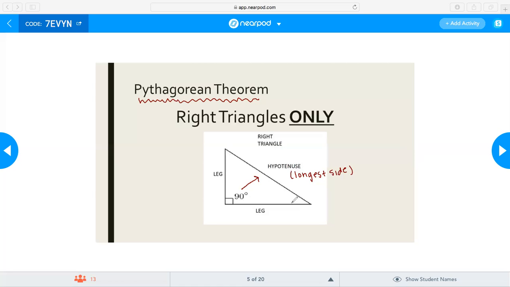So the two sides that make up the 90-degree angle are called the legs. The side right across from the 90-degree angle is called the hypotenuse. And this is the longest side.